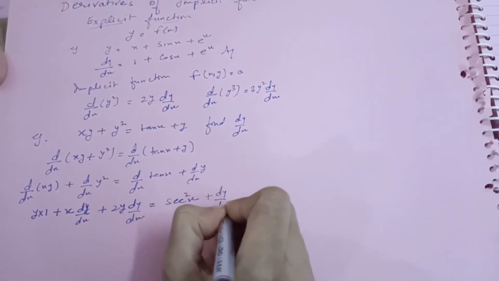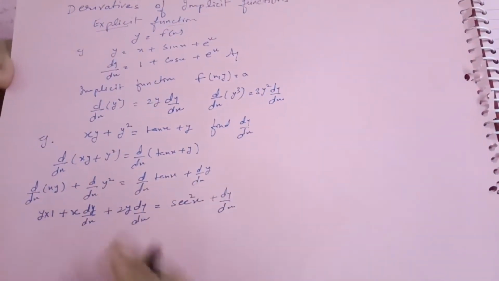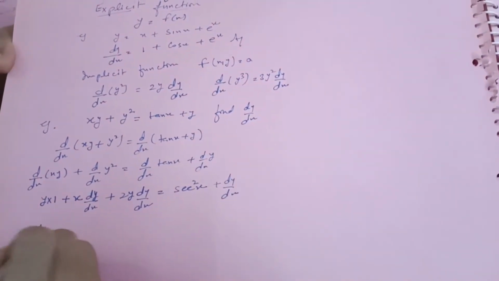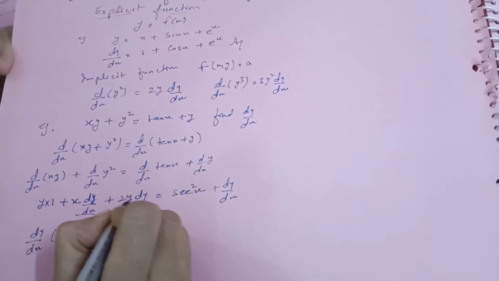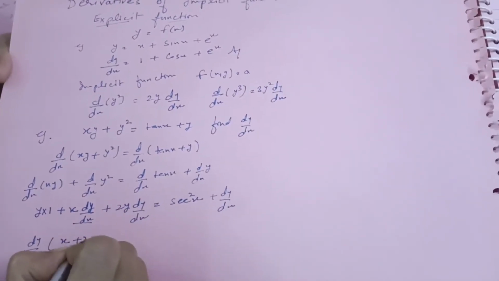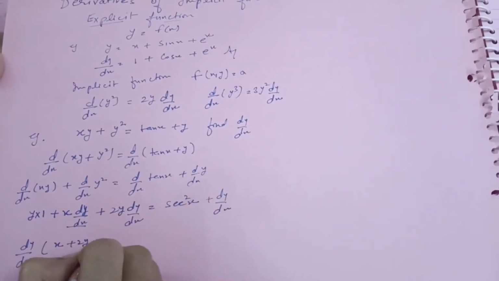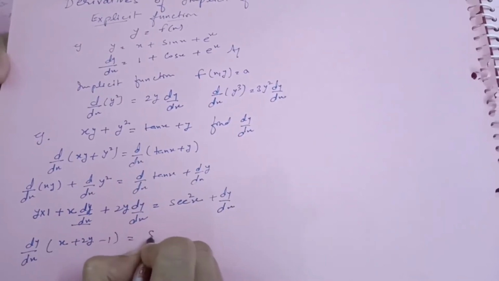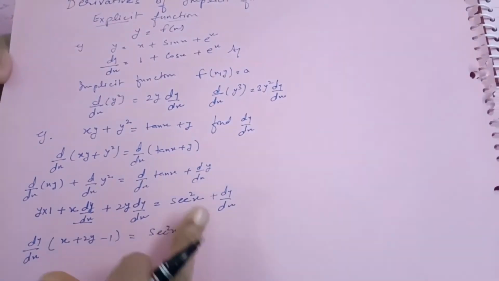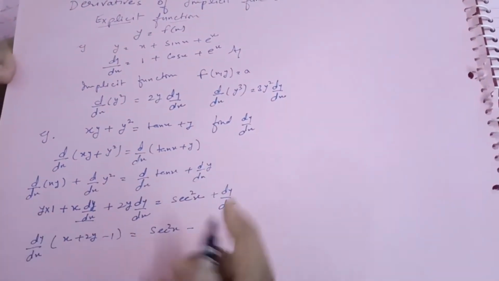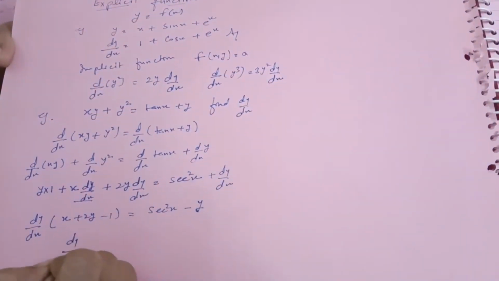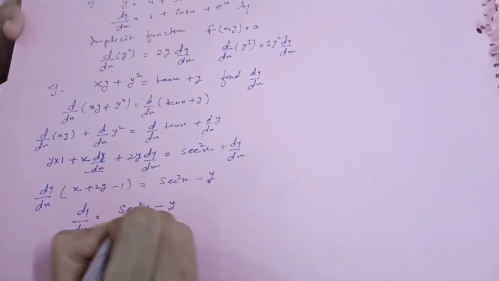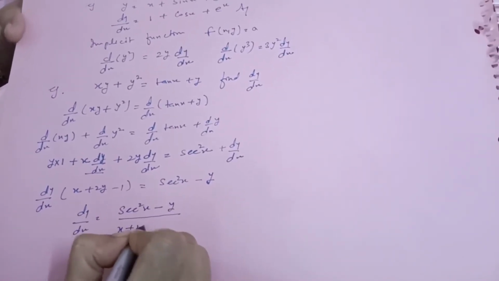Now you need to find dy by dx, so take the dy by dx terms to one side. Taking dy by dx common, here you have x, plus 2y, and from the other side dy by dx is minus 1, equal to what is left here: sec square x, and the term independent of dy by dx is y, so minus y. So what is your dy by dx? Your answer will be sec square x minus y, divided by x plus 2y minus 1.